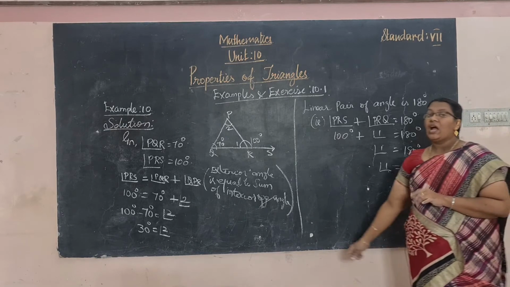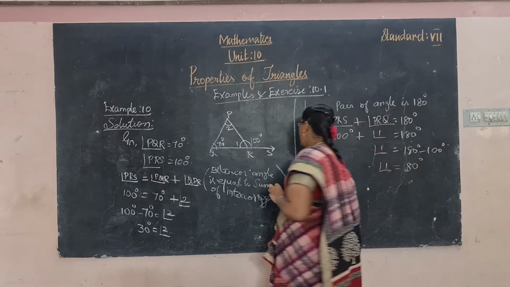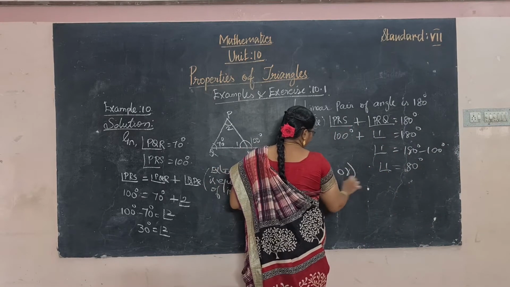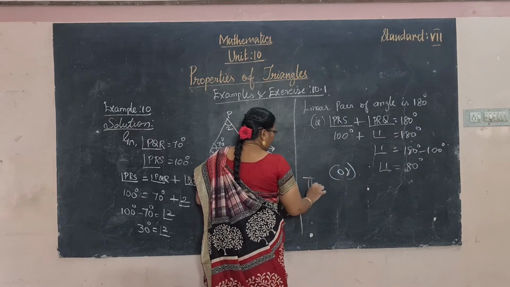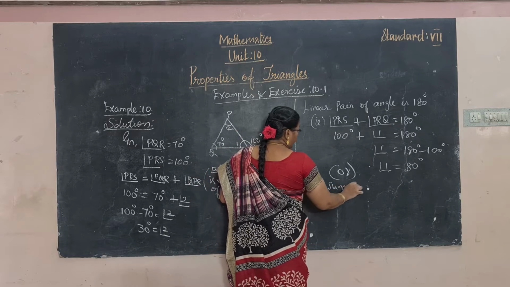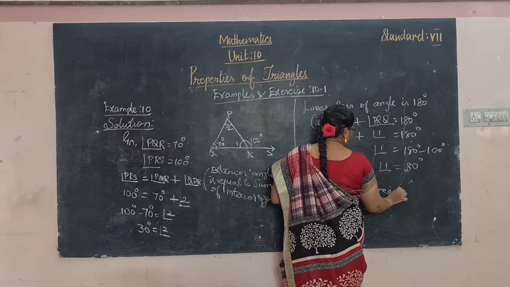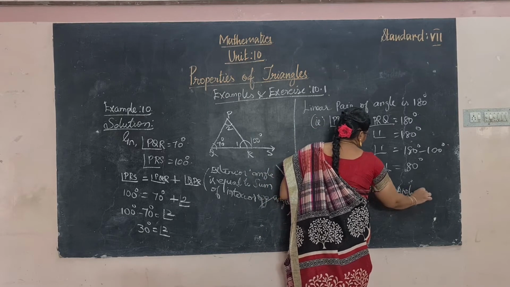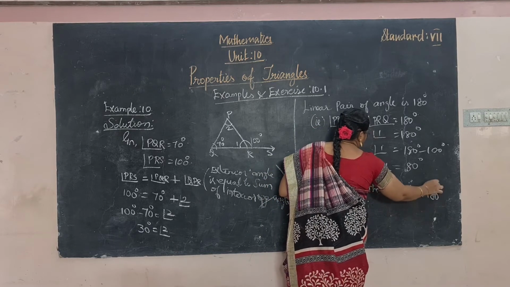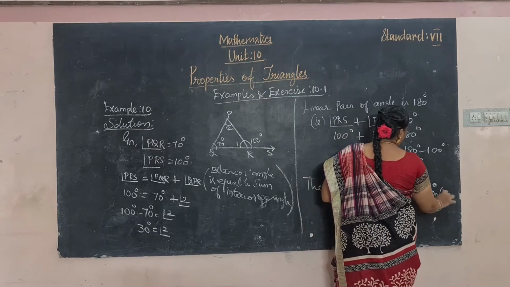And another one we use is the angle sum property of the triangle, or the sum of 3 angles is 180 degrees. Here write angle sum property.